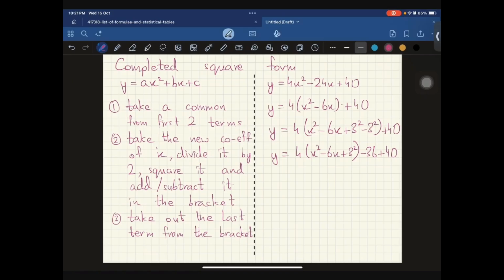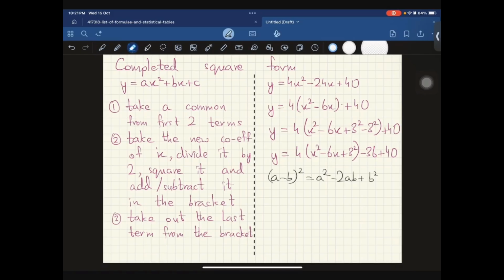Now you need to remember an identity from O levels, which you've done, which is a minus b whole squared equals a squared minus 2ab plus b squared. These steps, you don't have to do all of them. These are just to understand them. When I'm doing it myself, I just skip steps, but this is to explain it to you.